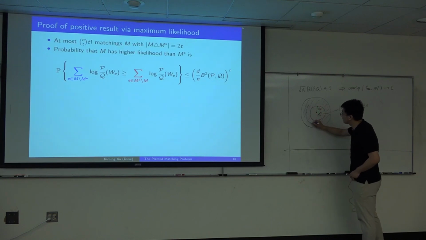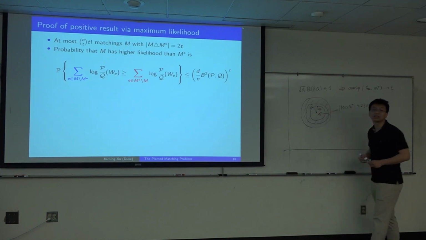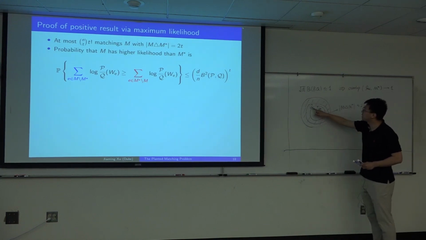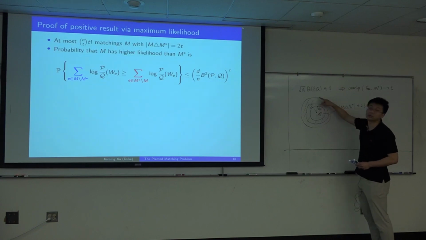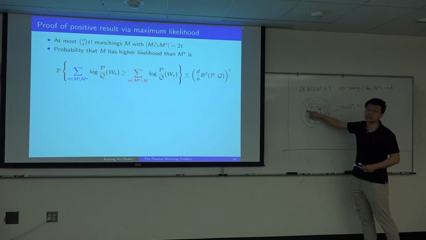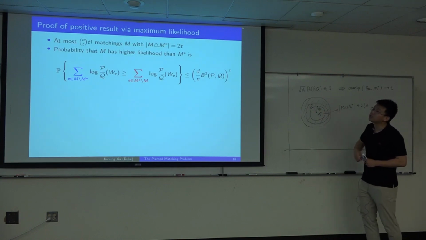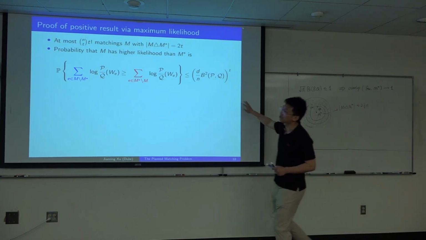Sometimes people call this a peeling argument, but really you consider a particular distance, say 2t, where t ranges from bigger than beta n all the way to n. For each of these possible distances 2t, you want to show the matching at this distance has a smaller likelihood than M star. So how to do that? You basically divide into 2 steps, as I'm showing here.